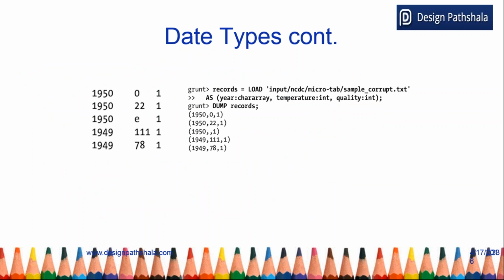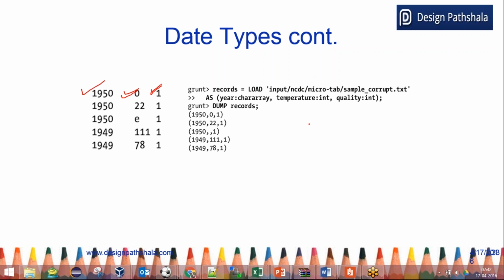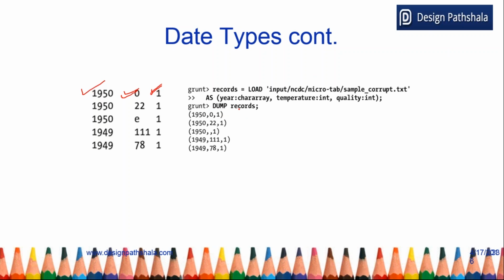So let's say this is the data which I've loaded up. This is the data with the year, the temperature which was recorded in that year, and the quality of the temperature which was recorded. I've loaded this file and I'm just dumping the records. I've loaded the third column as the second column is an integer, and this is not an integer. So it will not throw any error. It will just silently produce the null out of it.